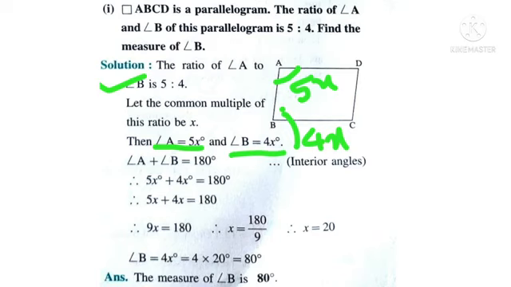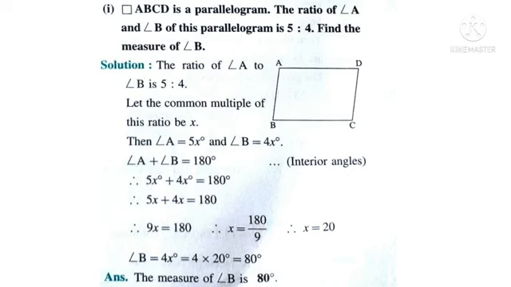Now students, you observe these two angles, angle A and angle B. These two angles are interior angles of this parallelogram. So you know the sum of the interior angles is 180 degrees. Angle A plus angle B is equal to 180 degrees because these are interior angles. They are supplementary, which means their sum is 180 degrees.